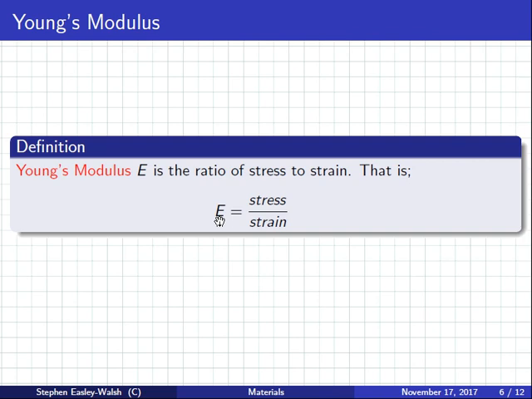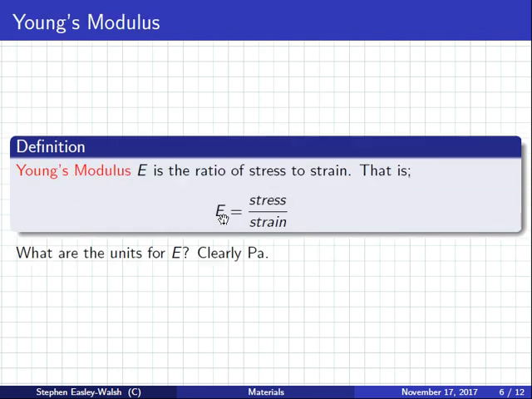So each material has its own Young's modulus, a constant for how the stress and strain are related. We need to try and understand what the Young's modulus is telling us. For example, if the Young's modulus is big, what does that mean? If it's small, what does that mean? So let's examine this in a bit more detail. Can I continue? Do you have this formula? What are the units for E here? Pascals, yeah.